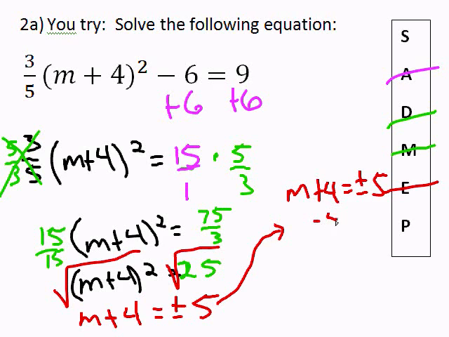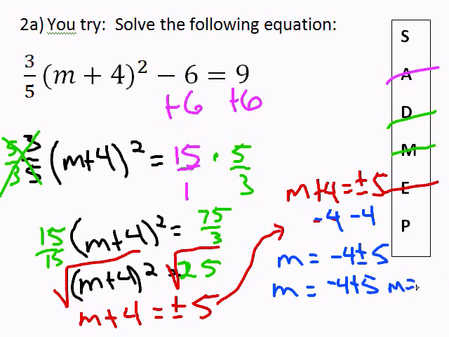So I'm going to subtract 4 from both sides. Let me do that in another color. So we subtract 4. We get m is equal to negative 4 plus or minus 5, which we can split up as m equal to negative 4 plus 5, and m is equal to negative 4 minus 5, which gives us our final two answers. m is equal to negative 4 plus 5, which is 1, and m is equal to negative 4 minus 5, which is negative 9.